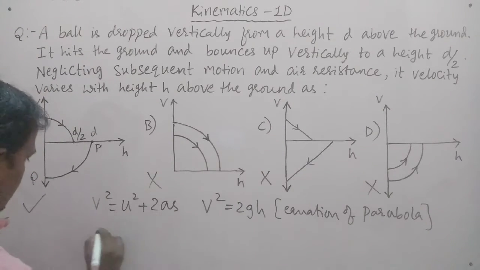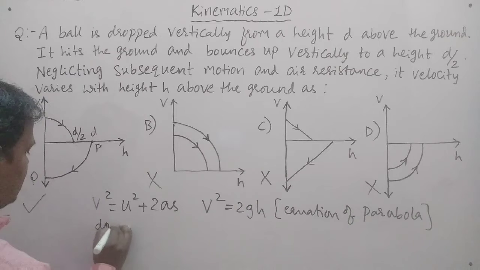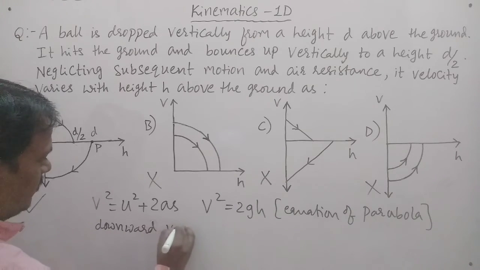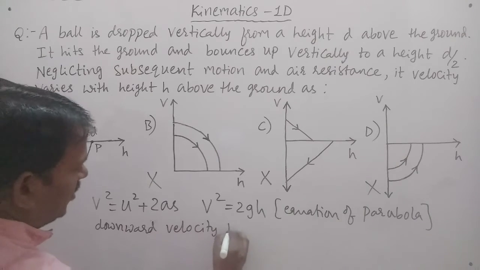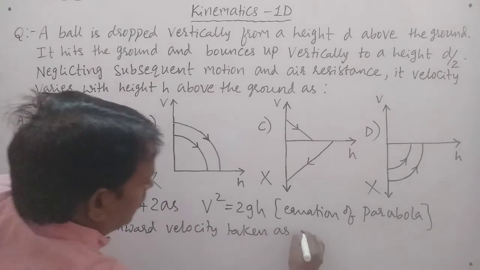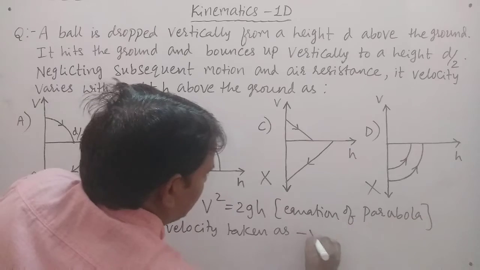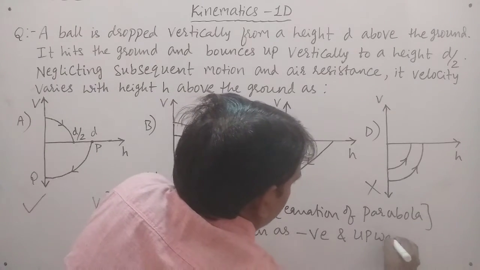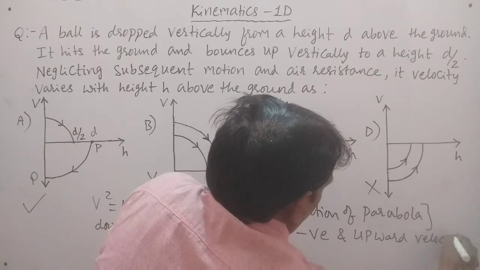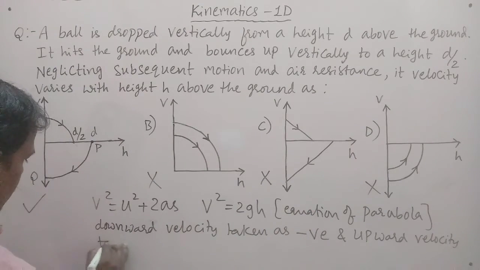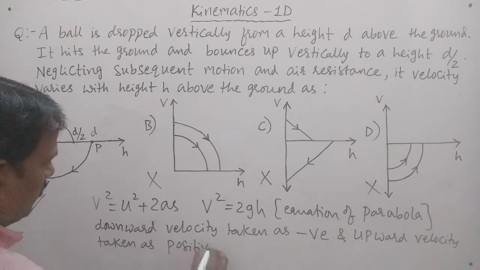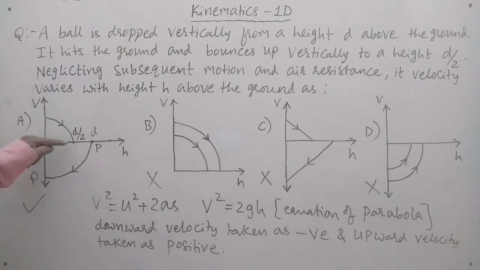Here downward velocity is taken as negative, sorry, and upward velocity is taken as positive. That is why one velocity is above the line and one velocity is below the line.